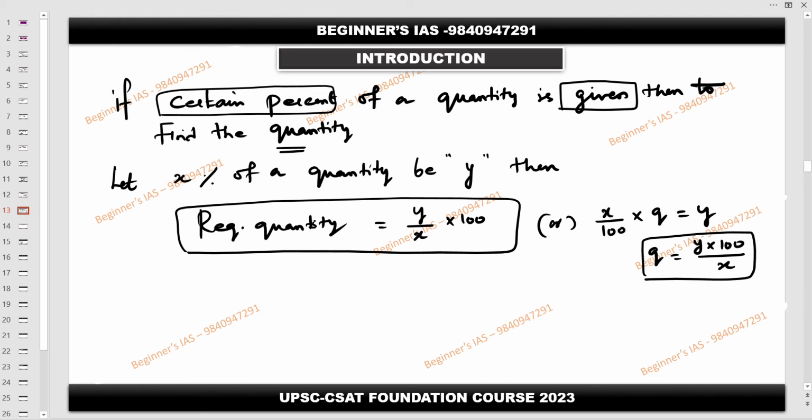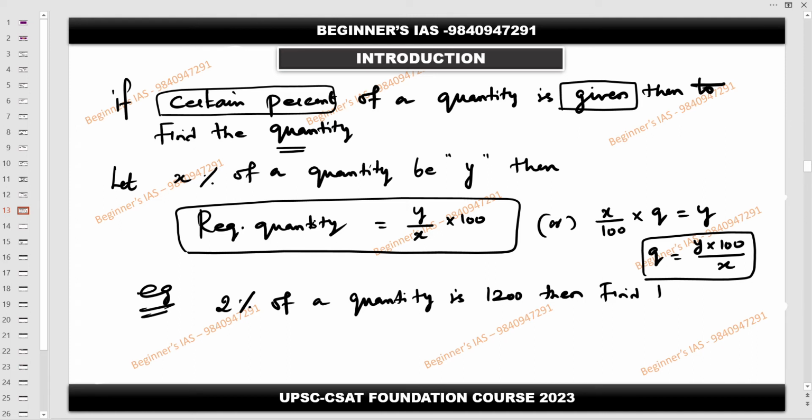So for example, 2% of a quantity is 1200. Then find the total quantity. People answer by using the same logic here. 60,000.